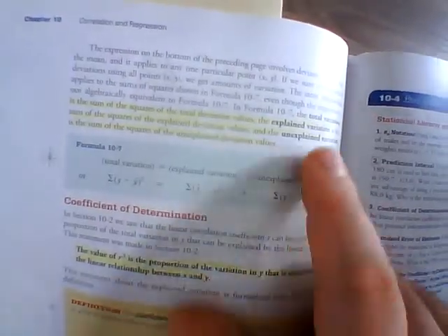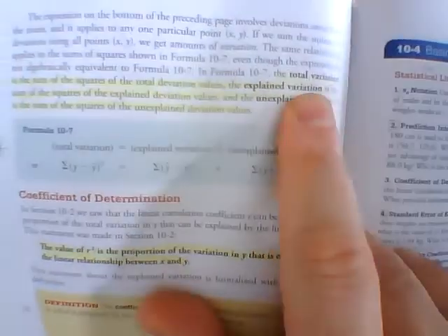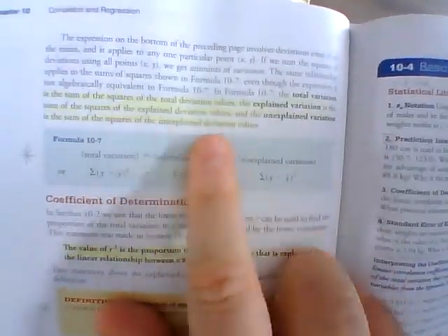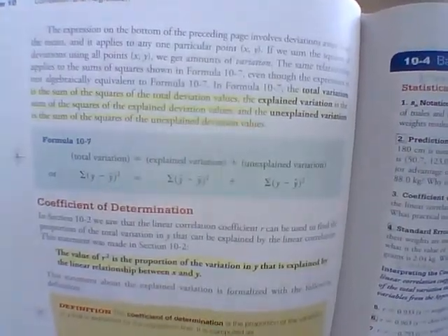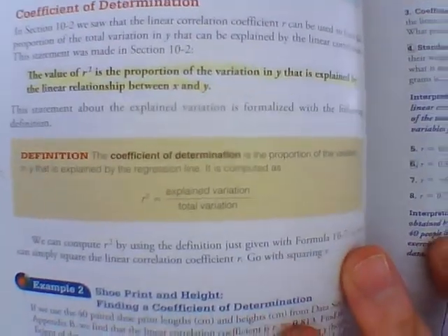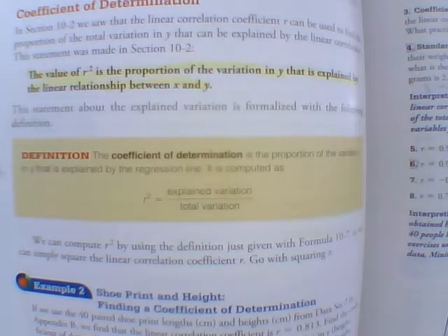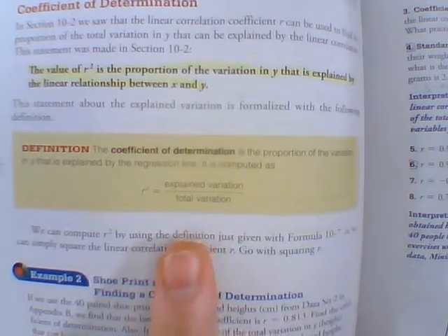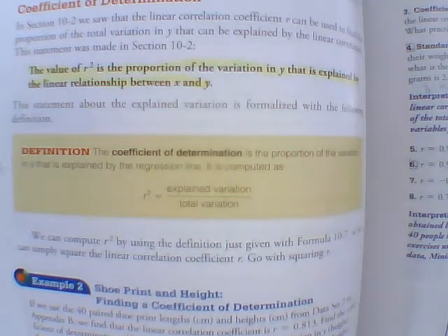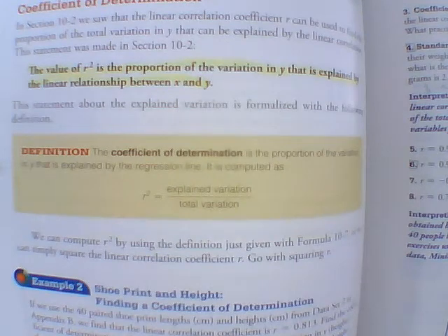Continuing on here, just a little more explaining. They talk about the total variation as the sum of the squares, explained variation, and unexplained variation. So rather than deviation, they relate them to variation. So the coefficient of determination: the value of r squared is the proportion of the variation in y that is explained by the linear relationship between x and y. Okay, so once again, r squared equals our explained variation divided by our total variation. And this is that proportion that is explained by our regression line.